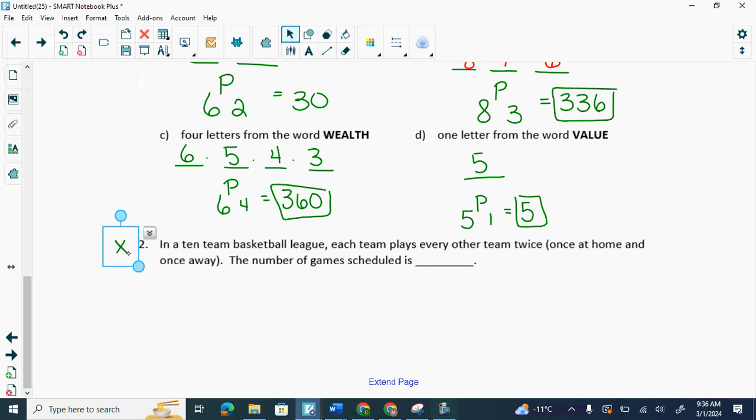This comes up a lot and people forget about it. So in a 10-team basketball league, that means there are 10 teams, correct? Each team plays every other team twice. So not this team but that team, this team but that team. That's not what it means. It means every other team besides themselves twice. Okay? So each team plays every other team besides themselves twice.